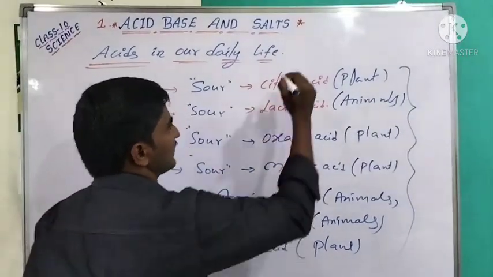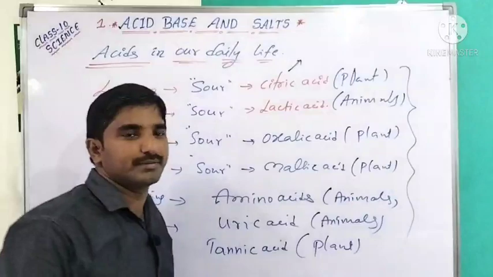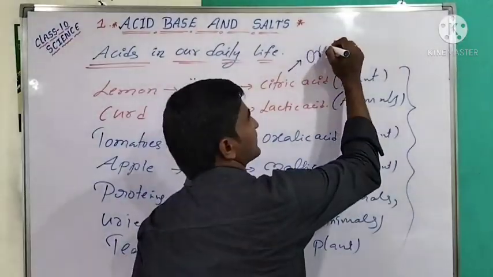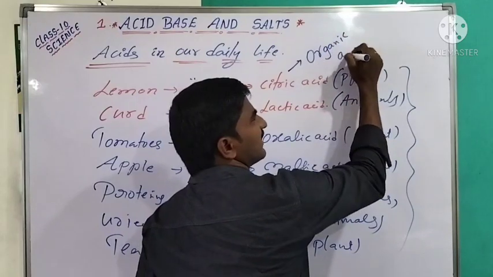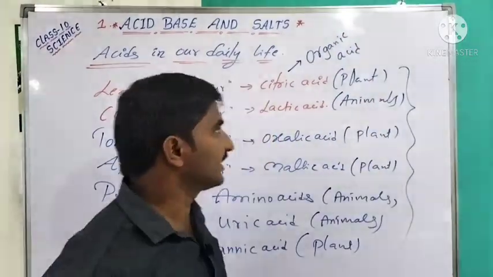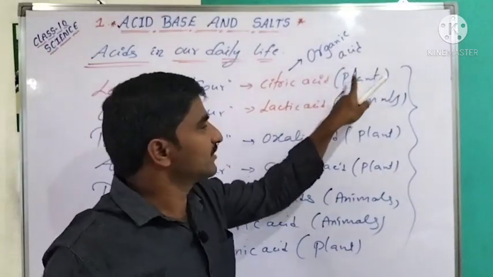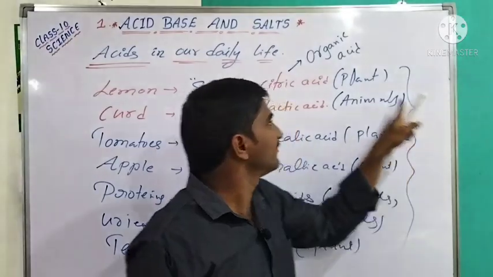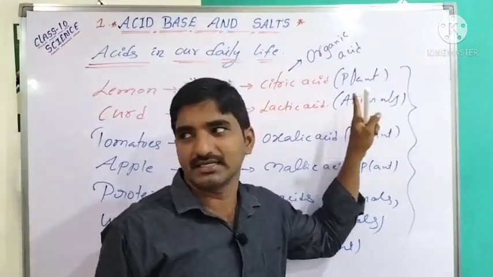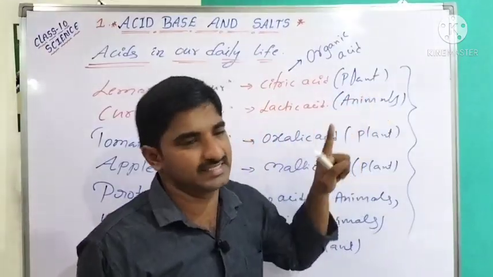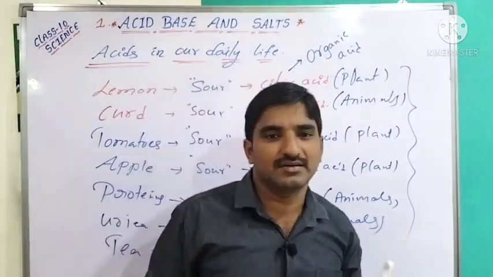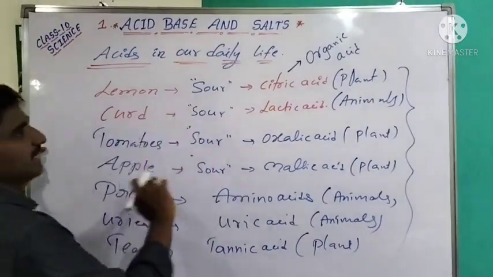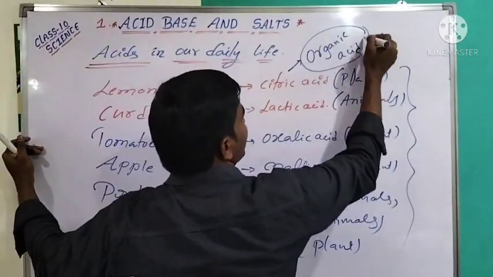The acids obtained from plants and animals are called organic acids. Please understand, organic acids means the acids obtained from plants and animals. Organic acids are weak acids. Please see this once: organic acids are weak acids.